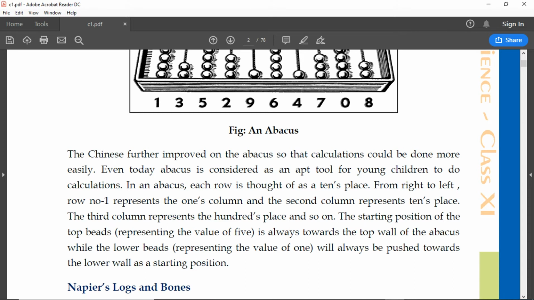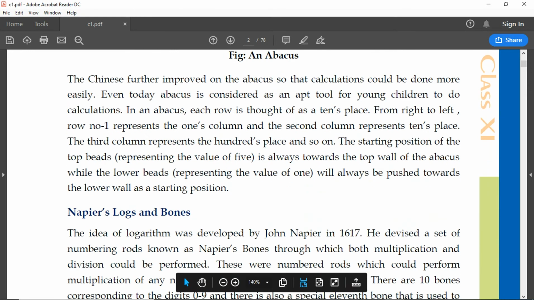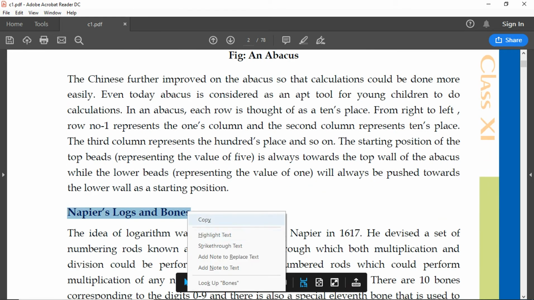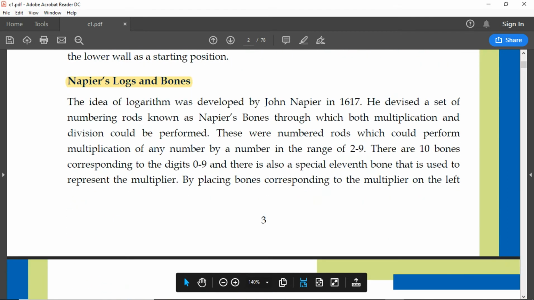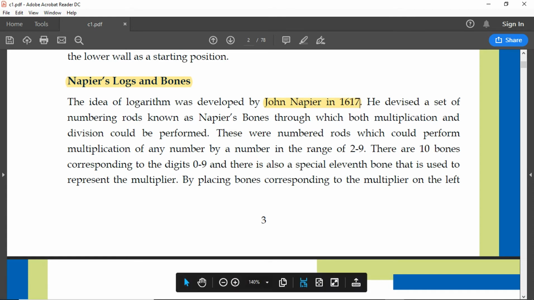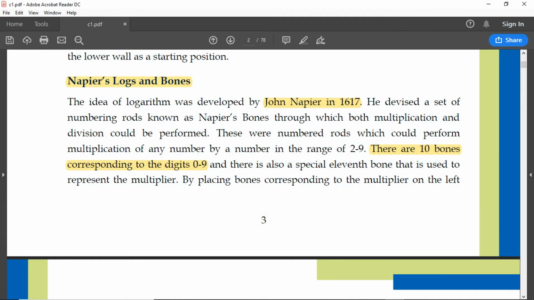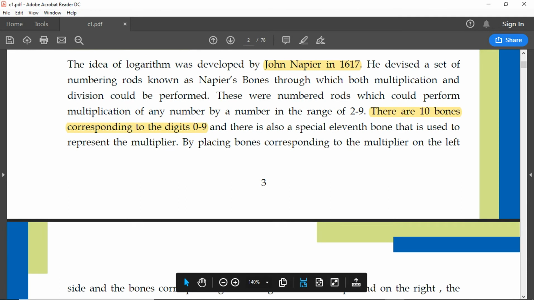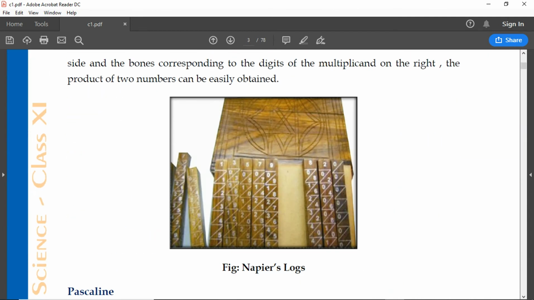Napier's logs and bones. The idea of logarithm was developed by John Napier in 1617. He devised a set of numbering rods known as Napier's bones through which both multiplication and division could be performed. These were numbered rods which could perform multiplication of any number by a number in the range of 2 to 9. There are 10 bones corresponding to the digits 0 to 9, and there is also a special 11th bone that is used to represent the multiplier. By placing bones corresponding to the multiplier on the left side and the bones corresponding to the digits of the multiplicand on the right, the product of two numbers can be easily obtained.